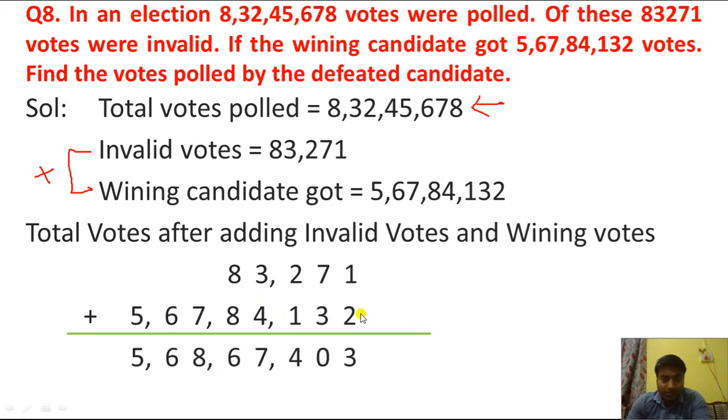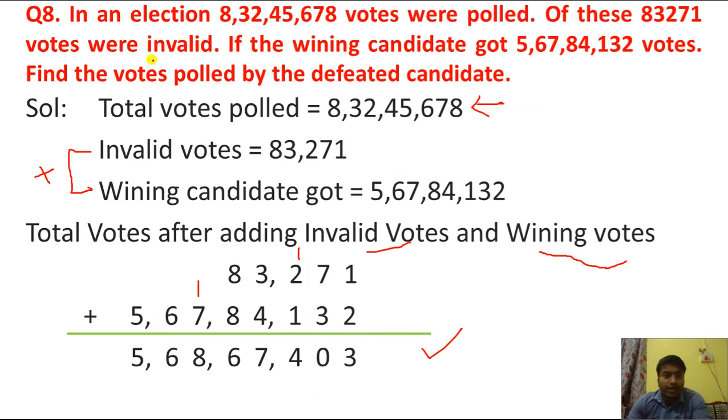Now when we add, we'll get 2 plus 1, 3; 7 plus 3, 10. We will write 0 here and 1 carry for this column. Now 2 plus 1, 3, plus 1, 4. Now 4 plus 3, 7; 8 plus 8, 16, 6 we will write here and 1 carry for this column. Now 7 plus 1, 8; 6 as it is, 5 as it is. Okay, so this is the total vote we got after adding invalid votes and winning votes. Clear? Now we have to subtract this total from the total votes polled.